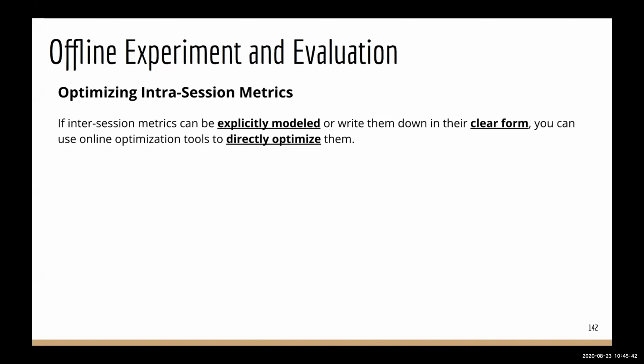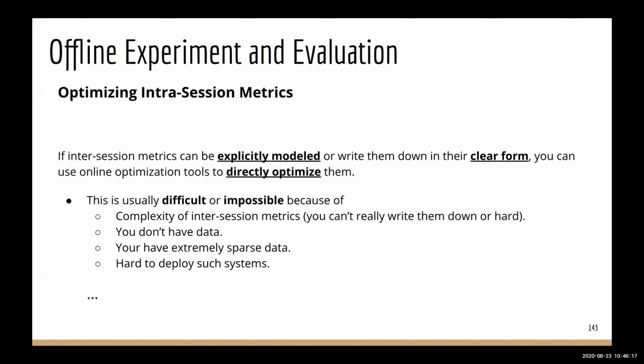Now in the offline setting, once I have a way to gather my data, can I really optimize my metrics? There are two ways to optimize your metrics in an offline setting. One way is to directly optimize it. There is a way you can write it down in a very clear form, and you derive your machine learning mechanism to optimize that. So that is one idea.